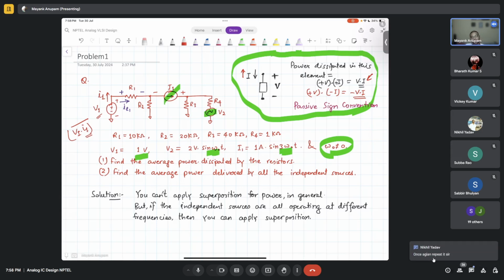But if the question is asked, what is the power delivered by an element, then you will answer it in terms of some positive number. If you are asked what is the power delivered by this voltage source, and let's say it is coming out to be 1 watt, you will answer 1 watt.